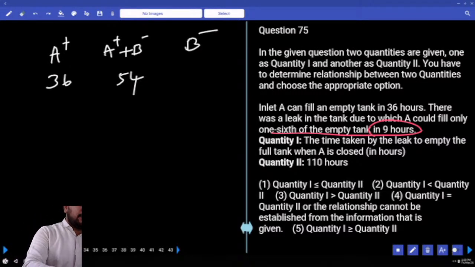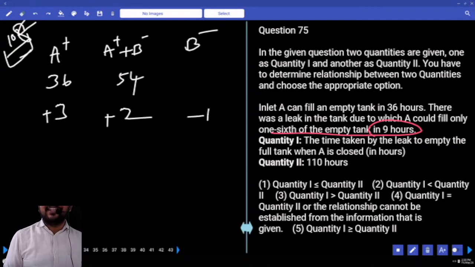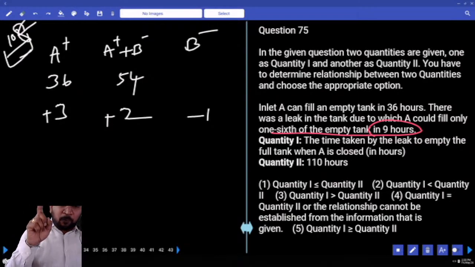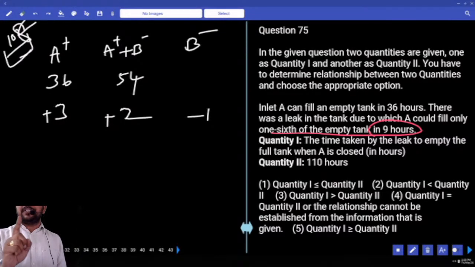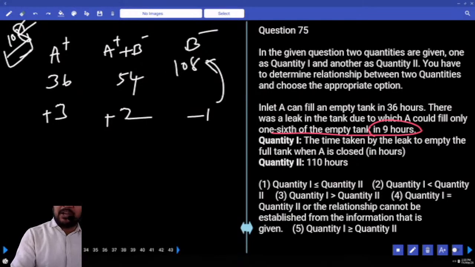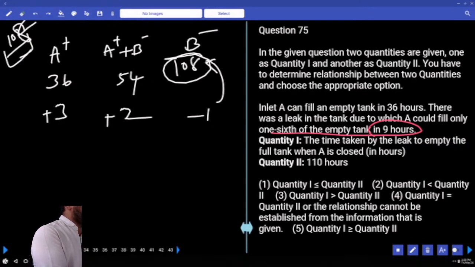LCM, Nana? LCM is what? 108, na. 108 divided by 36 is 3, and 108 divided by 54 is 2. From A 3 liters are coming, but in the tank only 2 liters are there. Then what about the remaining 1 liter? Through B, through the leak, that is going out, na? Yes or no? B's efficiency, the leak efficiency, is 1 liter per hour. So total tank capacity is 108, na. Therefore the leak alone will empty the tank in 108 hours.